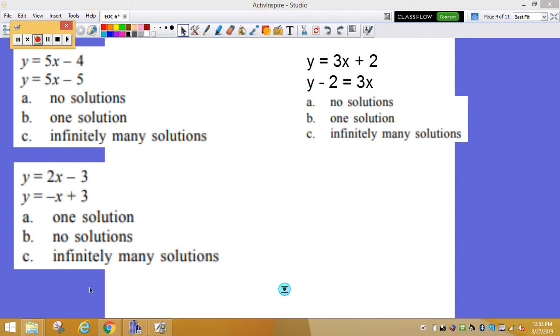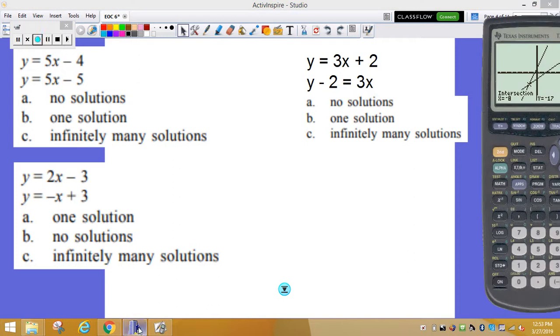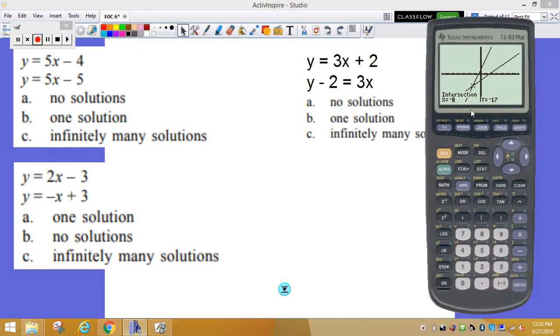All right, let's go through what it's going to look like when there's no solution, what it's going to look like when there is a solution, etc., etc. So here we go. Let's do this first one, 5x minus 4 and 5x minus 5. So we're going to graph it. All right, I'm going to go back to my normal screen. So if you hit zoom and go down to number 6, standard. Standard means normal. So we're going to hit enter.